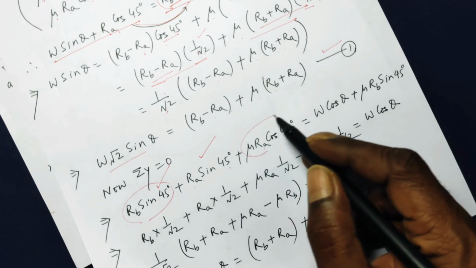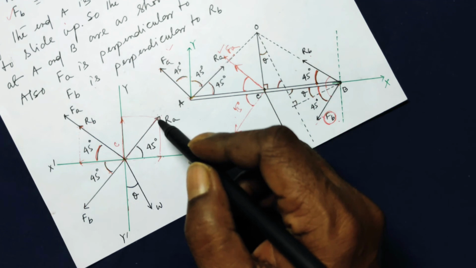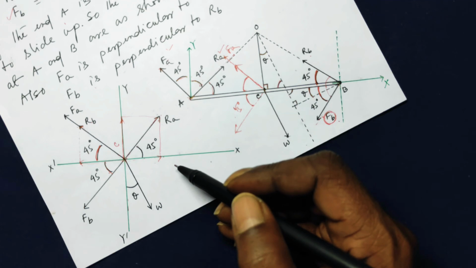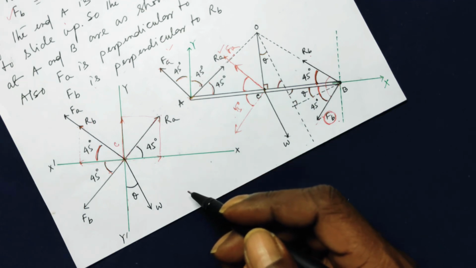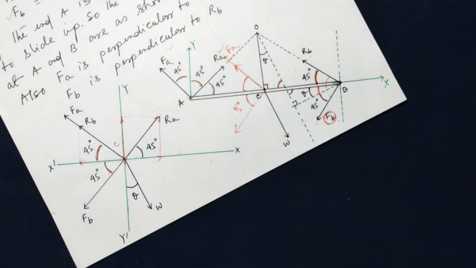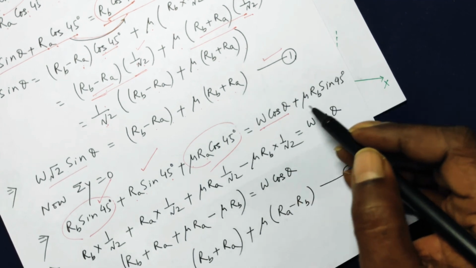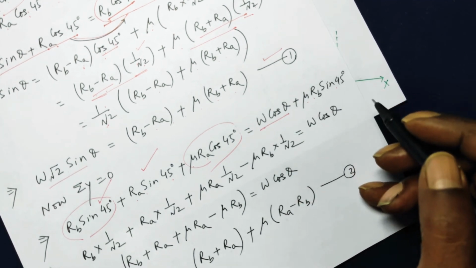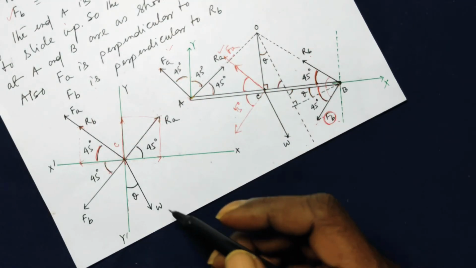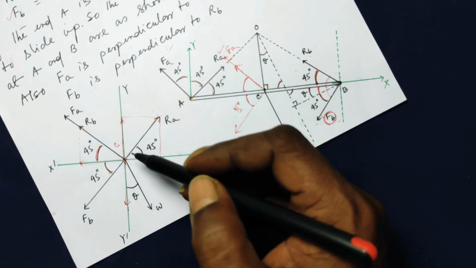Then mu Ra cos 45. Look, this is Ra, mu times Ra cos 45 will be along your negative y-axis due to the force of friction, and that is balanced by W cos theta plus mu times Rb sine 45. W cos theta is to this side, and mu times Rb sine 45.